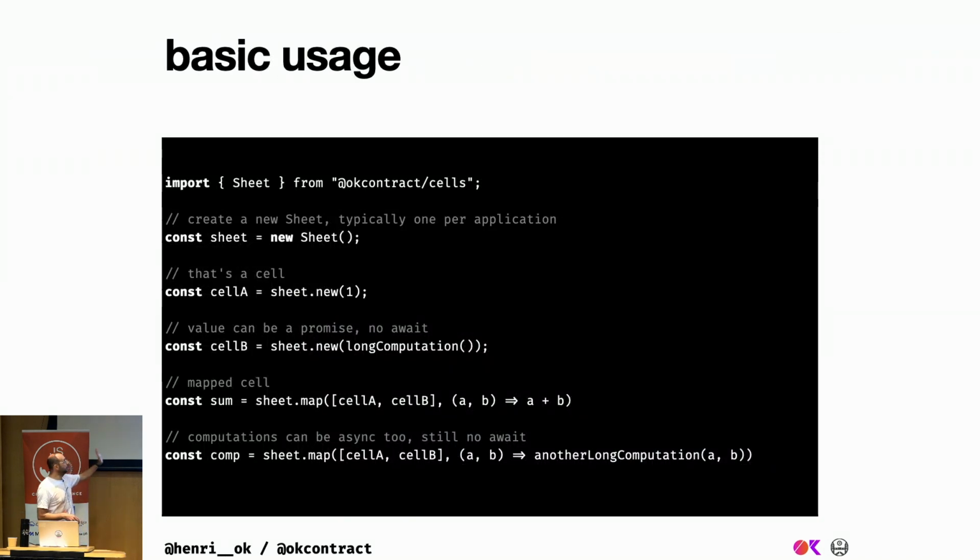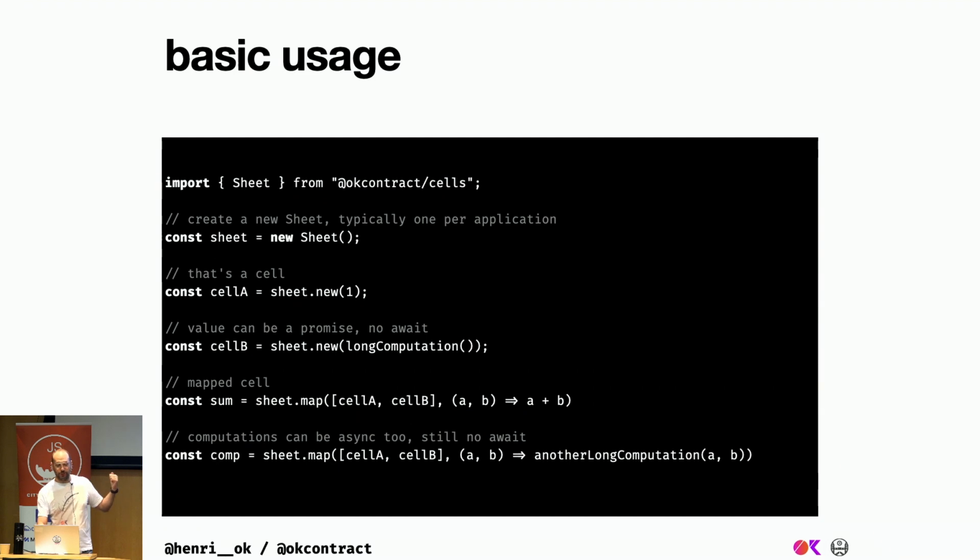How do we use it? So you just import sheet, which is basically your object to create a new sheet. It's a new spreadsheet. Usually, you want one per application. And you can create as many cells as you want. It's not a 2D UI where you have rows and columns. It's a graph, basically. So it's a spreadsheet computing library in a graph. And you can create as well cells with promise. They are completely abstracted. And they are even abstracted in the map cells.